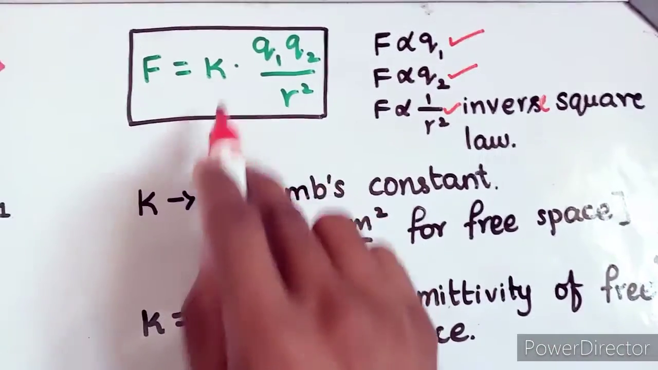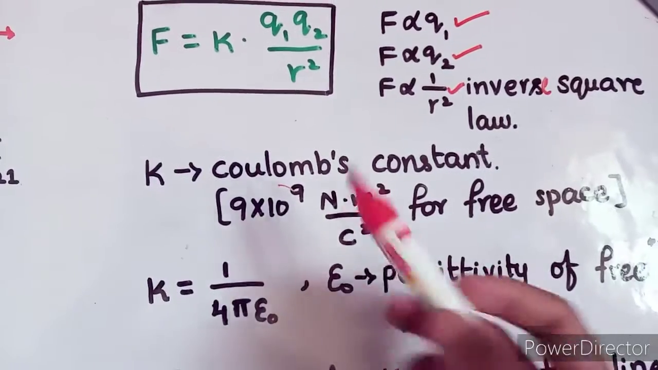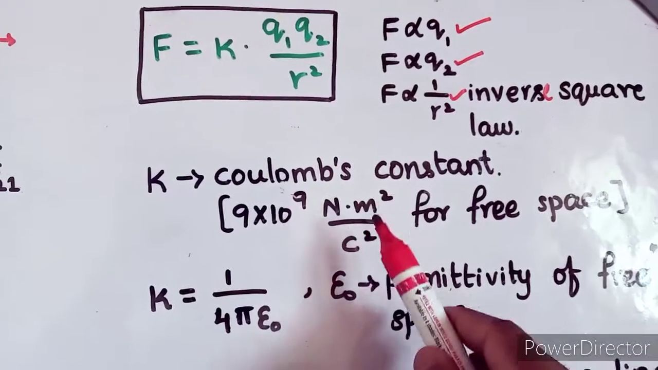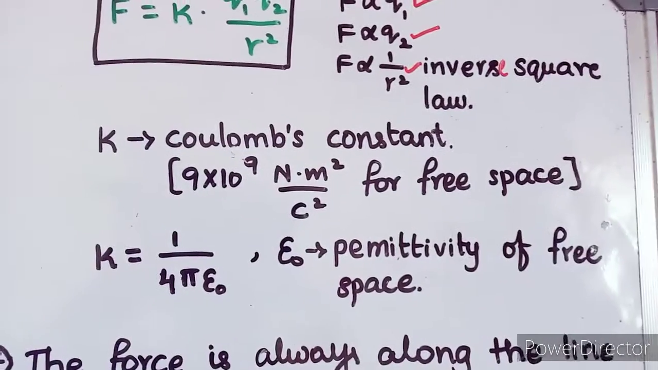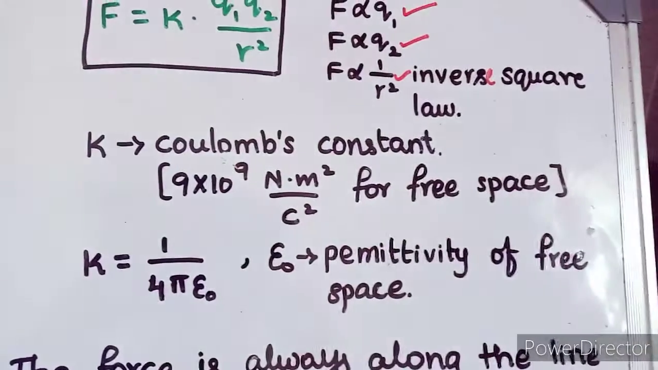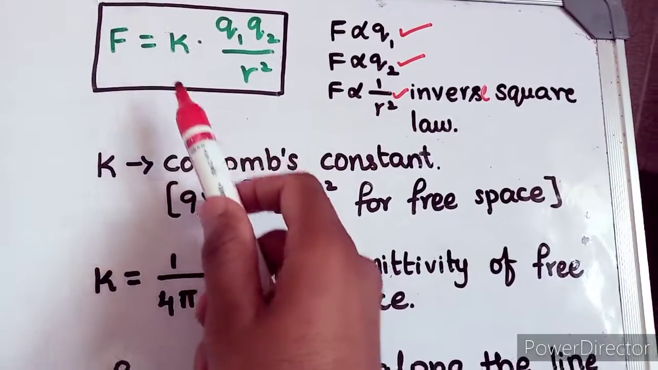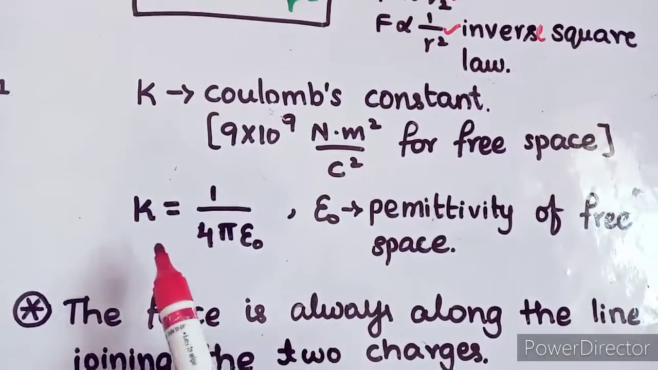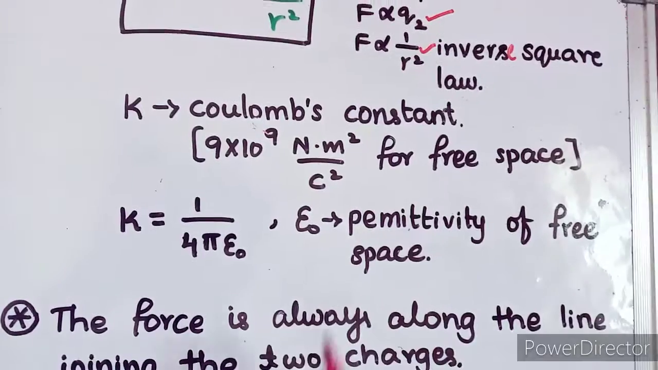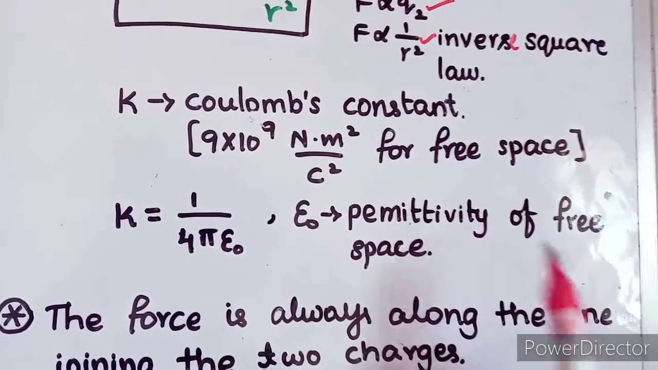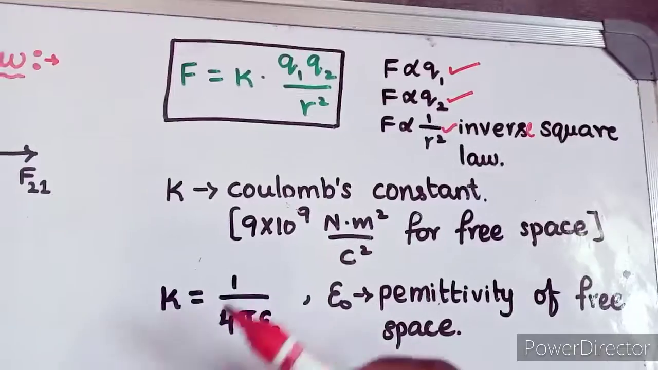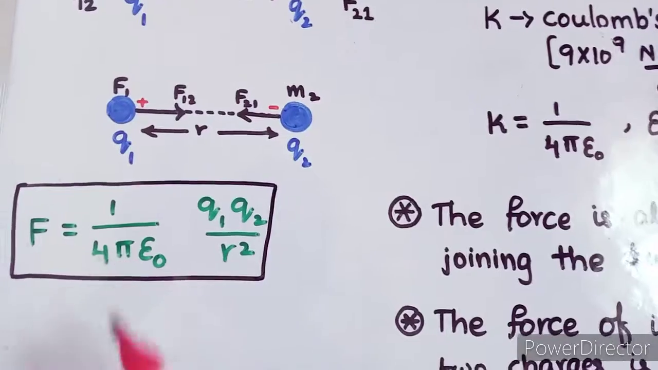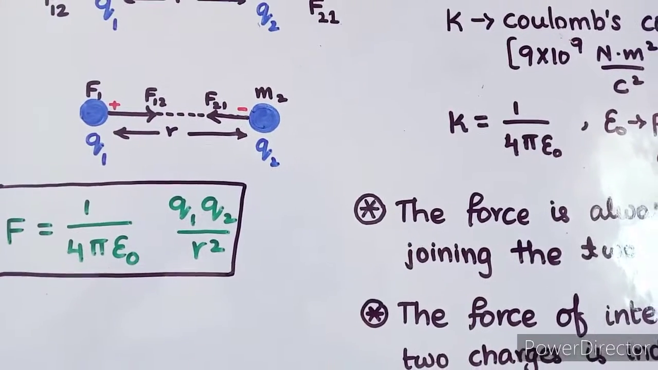Then here K is called Coulomb's constant. That is given by 9 into 10 to the power 9 Newton meter square by C square. This is for free space because Coulomb's law is dependent on the medium. And K value is given by 1 divided by 4 pi epsilon naught. Epsilon naught is the permittivity of free space. So if you substitute this K value here, then we will get F is equal to 1 divided by 4 pi epsilon naught Q1 Q2 by R square.